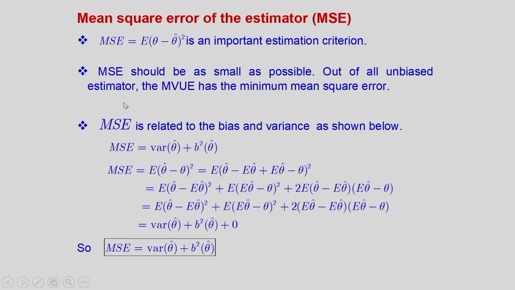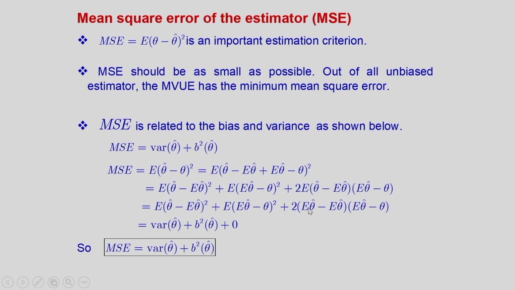Now we expand it: E of (theta hat minus E of theta hat) whole square, plus E of (E of theta hat minus theta) whole square, plus twice the AB term, 2 times E of (theta hat minus E of theta hat) into (E of theta hat minus theta). Now the first term is the variance of theta hat, and the second term, because it is a constant quantity, will remain as E of theta hat minus theta only, and therefore this quantity will be simply the bias of theta hat squared.